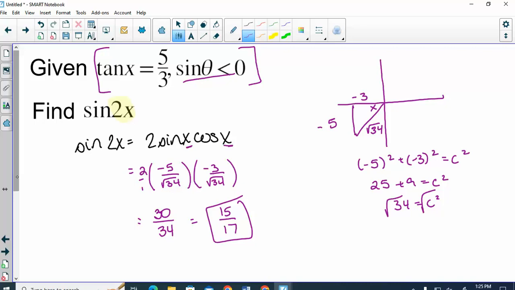Does that make sense? I had a couple people say they were getting confused yesterday on where I got my quadrant when I was drawing my triangle. Do you guys understand why that's in quadrant 3? Let's try one more.